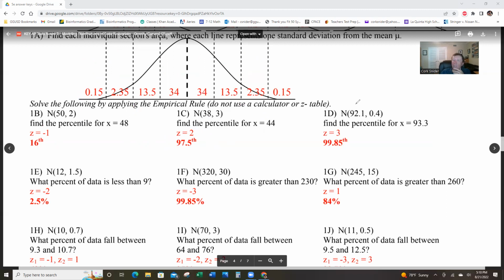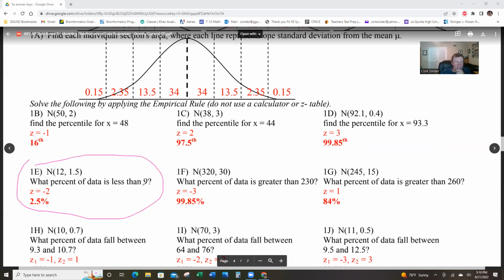The next one, you can read this for yourself, but this has a z-score of 3. If you add 0.4 to 92.1 3 times, you'll get 93.3. That's a z-score of 3. And that puts this z-score of 3 way down here. That's about the 99th percentile, because here all the way down is over 99%. Similar questions coming up here.